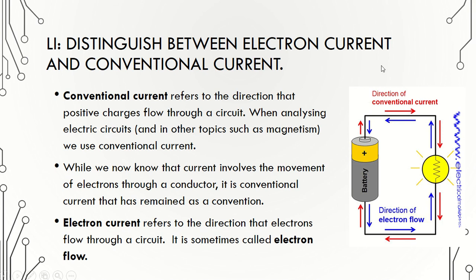You need to be able to distinguish between them. Electron current, negative to positive, because electrons are repelled away from negative, flowing towards the positive terminal. However, when we're analysing circuits, which we will do in this topic, and when we look at magnetism, which you might do later in your schooling, we're going to use conventional current, so from positive to negative.